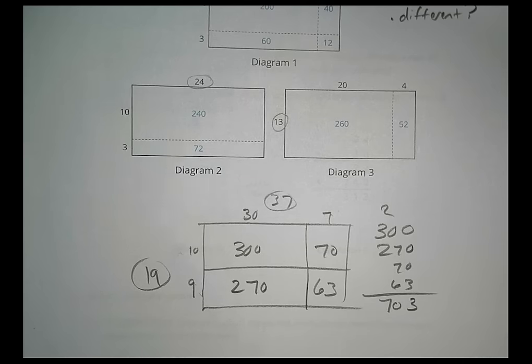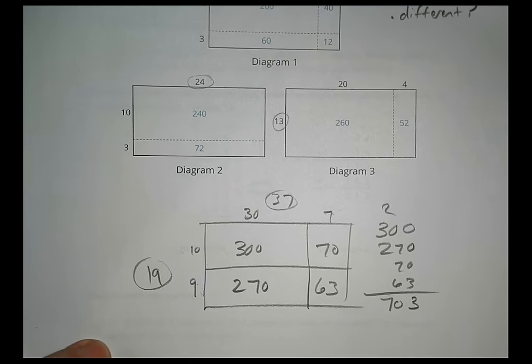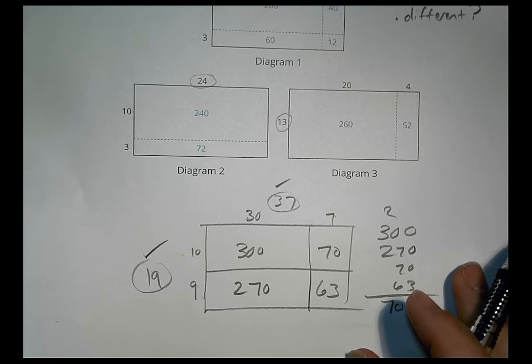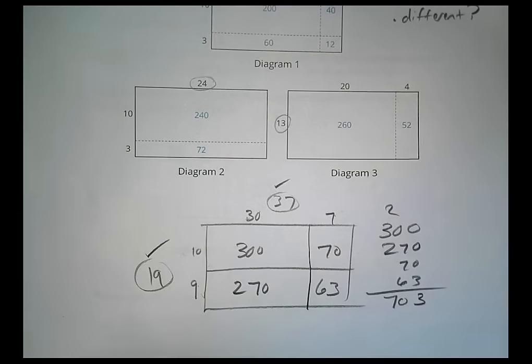But there we go. So there might be a way of doing it there. So perhaps you want to decompose it by having 4 sections, kind of like diagram 1. Maybe you want to do something different. I don't know. 19 and 37 aren't numbers I'm used to working with, so I'd probably break up a little bit more if I had to do that.